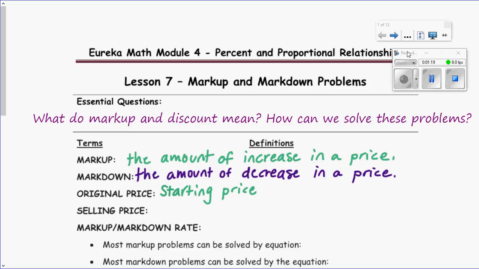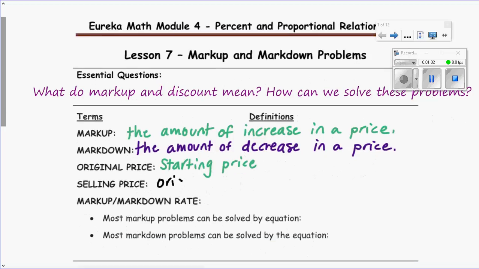And then the selling price is the original minus the discount. So if there's a discount, you're going to take that amount off. So the selling price is the original minus the discount. Okay, and that would give you the sale price. Or the original plus the markup, and that would also give you the sale price.